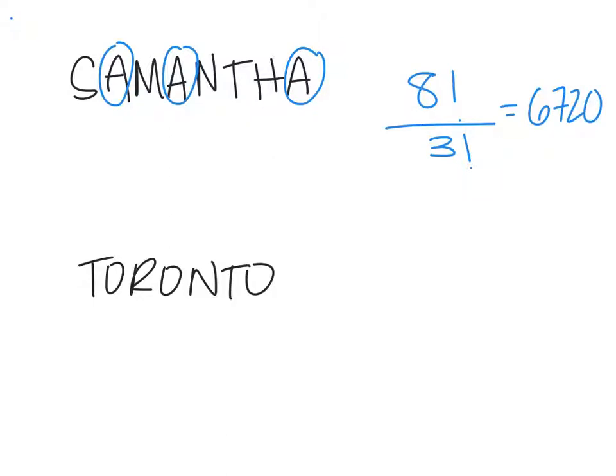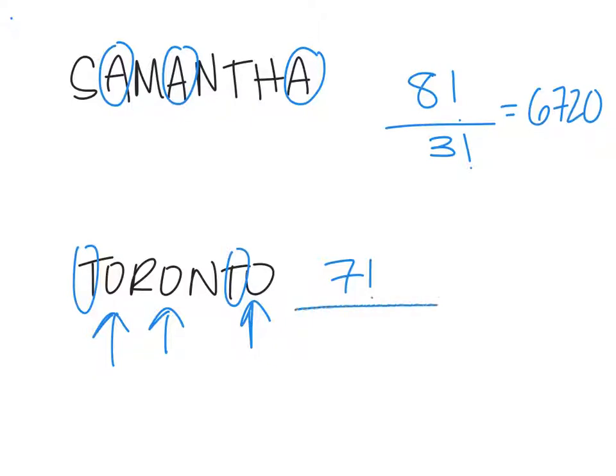Next word, Toronto. So in this case, I've got 1, 2, 3, 4, 5, 6, 7 total letters. So we'll start with that. And now let's start looking at our identical letters. So we've got 2 T's, and we've got 1, 2, 3 O's. Okay, so this time we have more than one identical item. So all we got to do is divide. First, we'll start with the T's. We'll do the 2 factorial for the T's, and then we're going to do 3 factorial for the O's. Simple as that. And that's equal to 420.